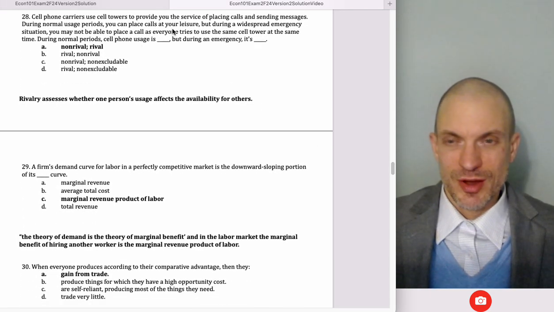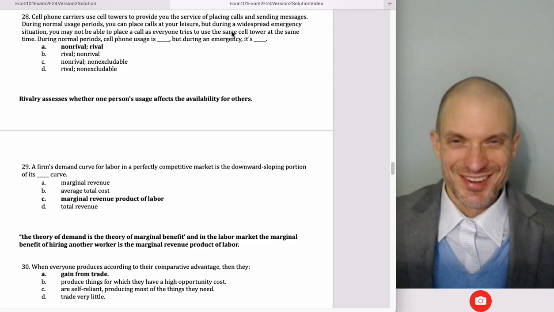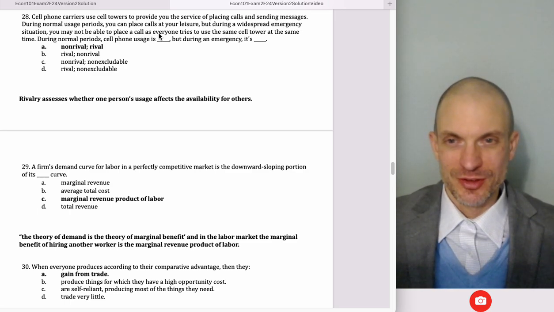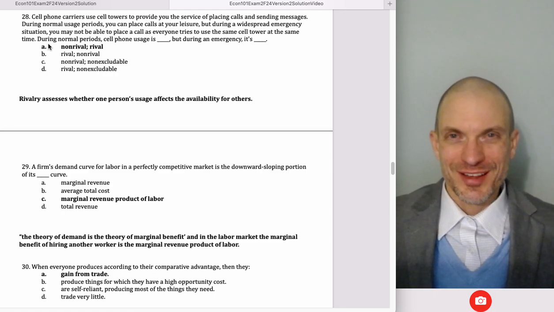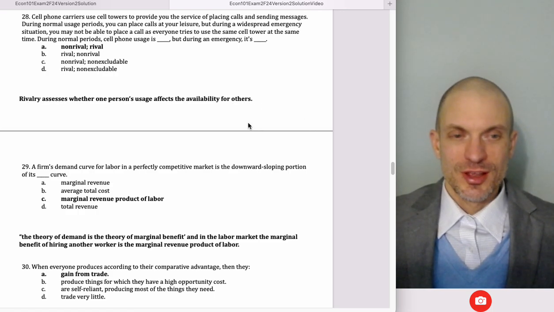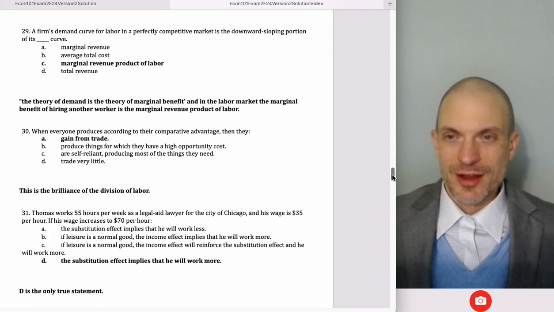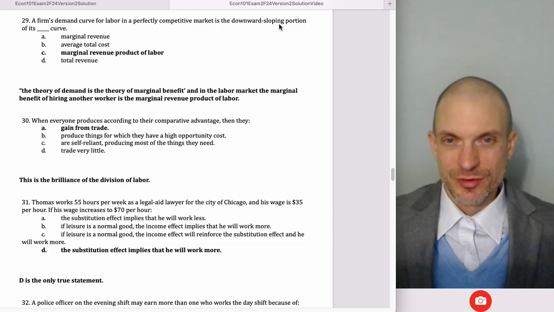Cell phone carriers use cell towers to provide you the service of placing calls and sending messages during normal usage periods. You can place calls at your leisure. During a widespread emergency situation, you may not be able to place a call as everyone tries to use the same tower at the same time. Or just when you're walking out of the stadium after a football or basketball game. So during normal periods, cell phone usage is non-rival, but during an emergency, it's rival. Because rivalry is assessing the impact of one person's usage on the availability of the good for others.